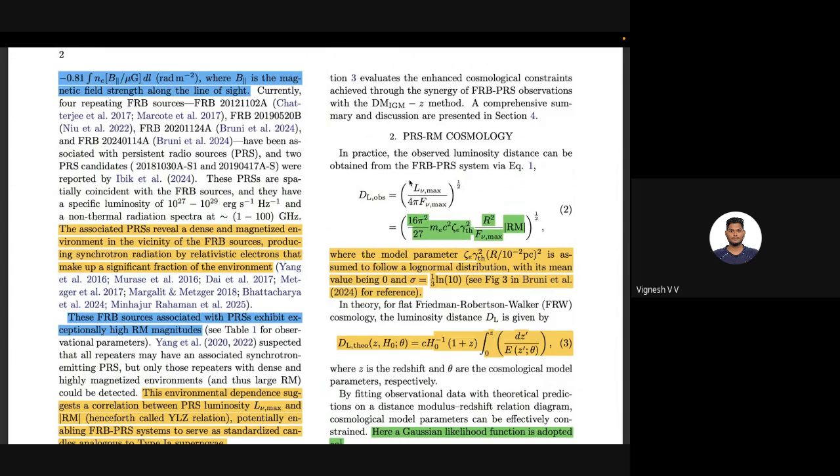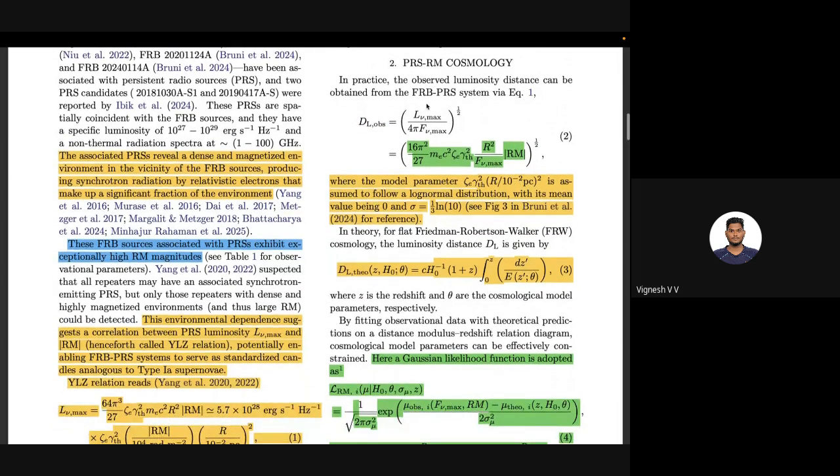we all know that we can calculate the luminosity distance from the observed luminosity. So we use equation 1 to relate it with the rotation measure. So from this we can see that we can calculate luminosity distance with the help of rotation measure for this system. And this part is for the observational part.